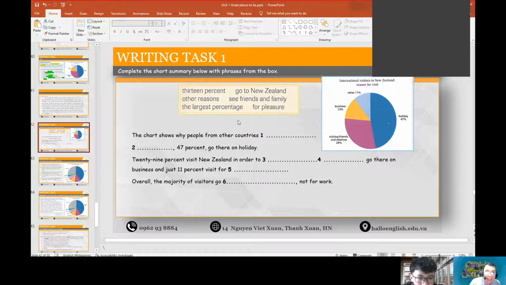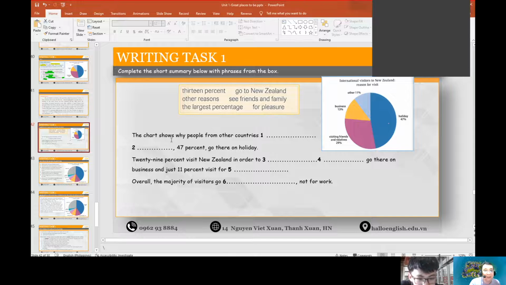All the blanks in here can be taken from the box. And look at the data again, because we can get the answer by looking at the data in here. So can you read this one, Koi?